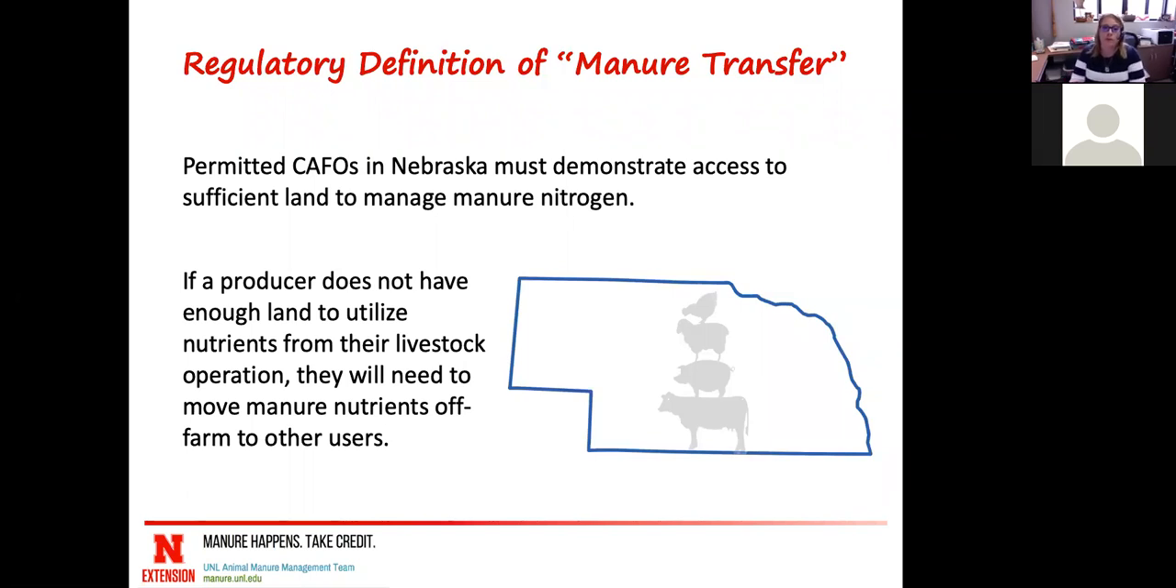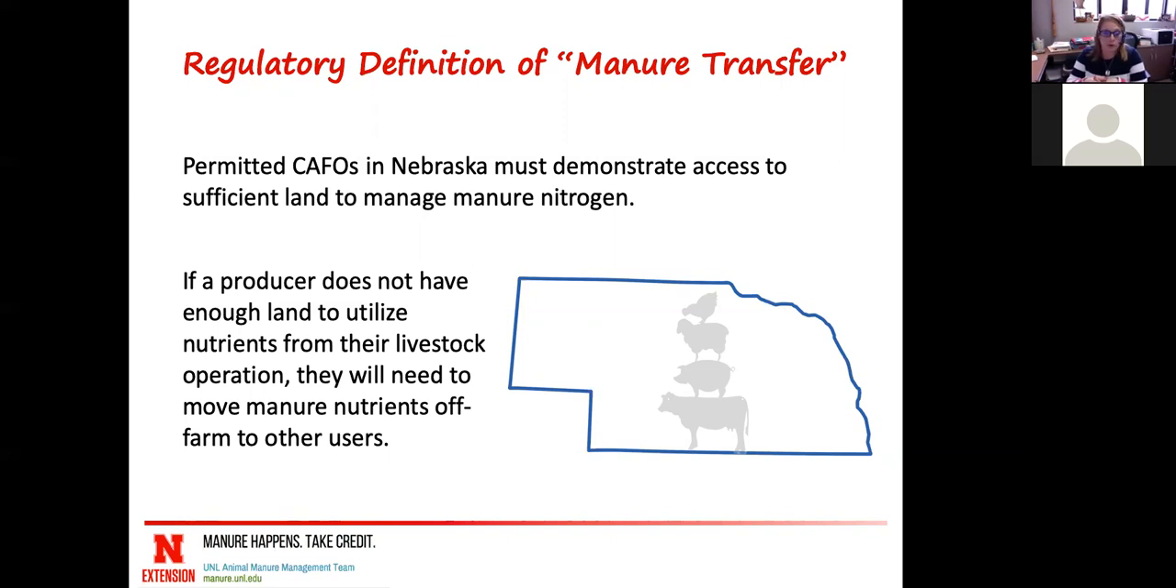So, regulatory definition of manure transfer. Permitted CAFOs in Nebraska have to demonstrate that they have access to sufficient land to manage manure nitrogen that's produced on that operation. For some operations, they may own all of that land and obviously have free access to it. But if a producer does not have enough land of their own to utilize all of their manure, then they're going to be trying to find additional land where they can apply manure.